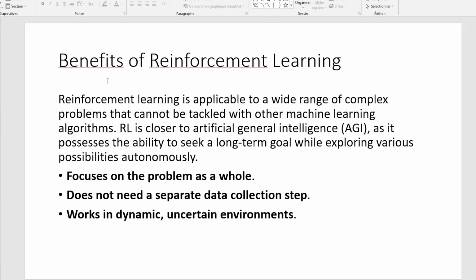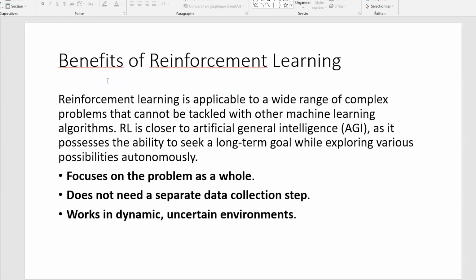So what are the benefits of reinforcement learning? Reinforcement learning is applicable to a wide range of complex problems that cannot be tackled with other machine learning algorithms. It is closer to artificial general intelligence, as it possesses the ability to seek a long-term goal while exploring various possibilities autonomously. Here, it simply tells you something: if your environment is clearly defined and you design a reinforcement learning algorithm, that algorithm, if set up properly, will be able to find a solution, because it simply focuses on the problem as a whole.